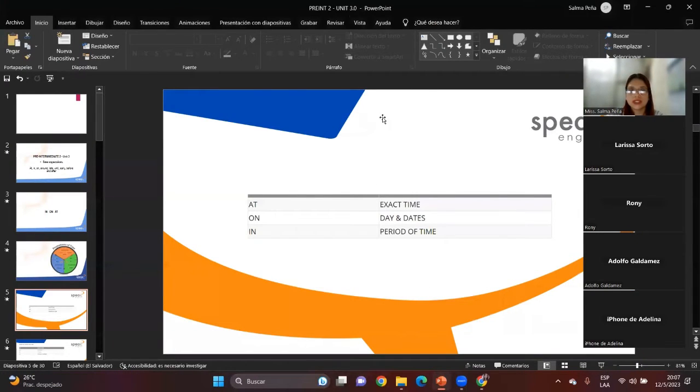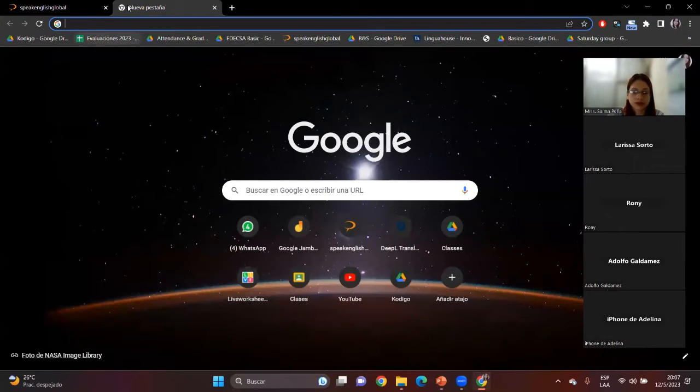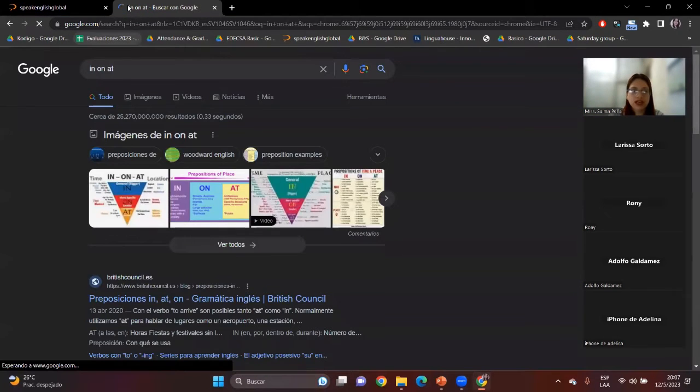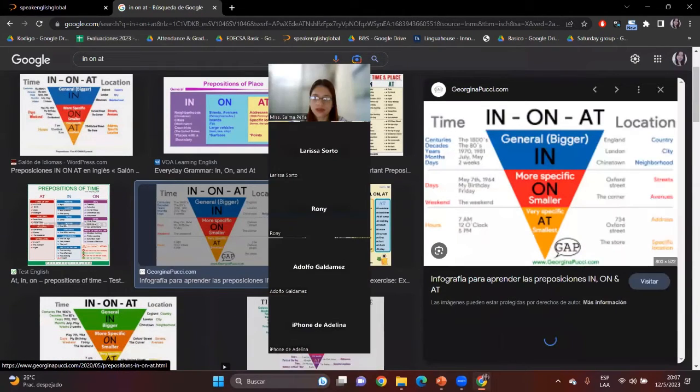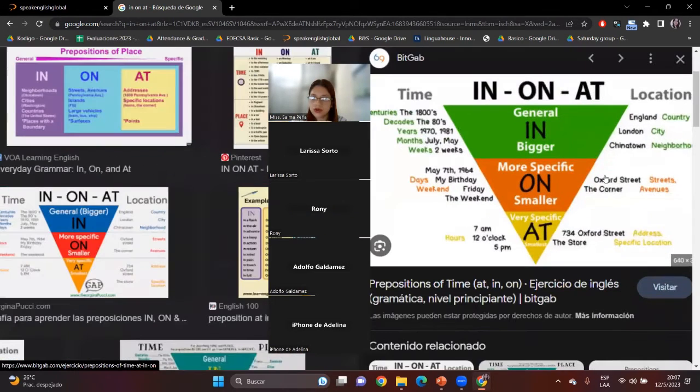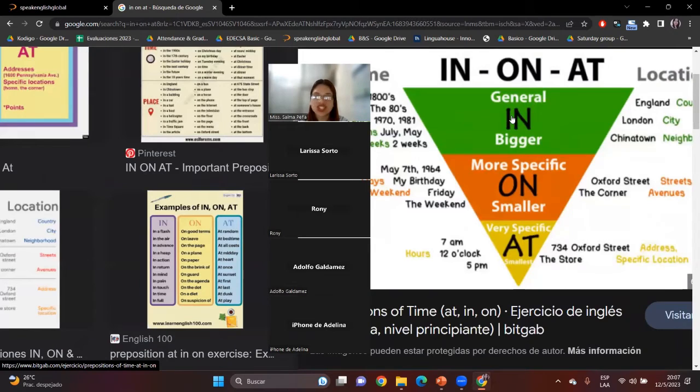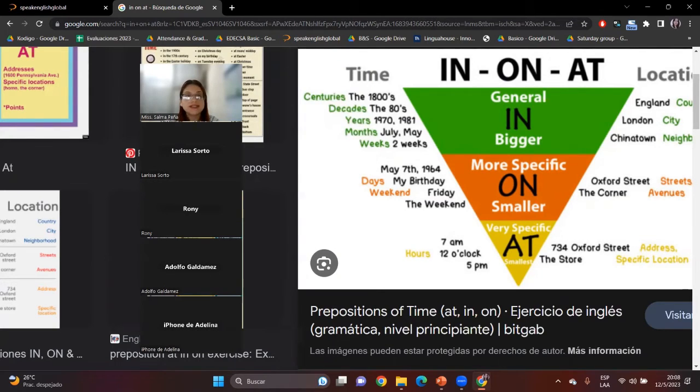But if you want to see it in a different way, I want to show you a picture. We have a triangle that is so useful when you talk about prepositions of time, like this. Okay, give me a second, this one. Okay, if you talk about in, that is a general expression. It's the biggest of them. To talk about centuries, decades, years, months, and weeks in general. In 2 weeks, in July, in May, in 1970, in the 80s, in the 1800s, for example. On is more specific.